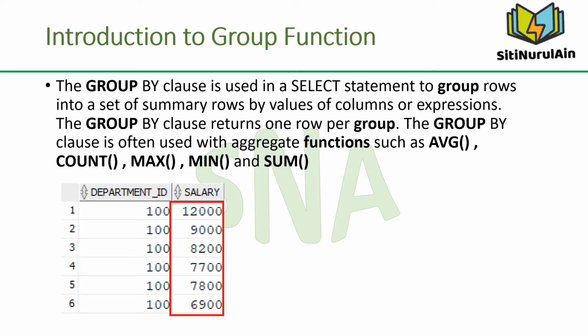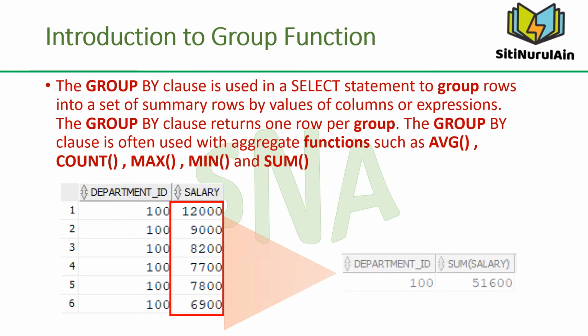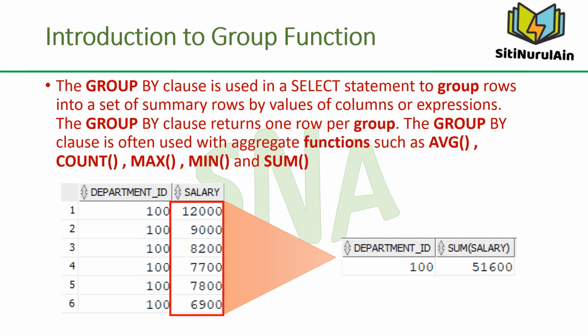The group by clause is used in a select statement to group rows into a set of summary rows by values of columns or expressions. The group by clause returns one row per group. The group by clause is often used with aggregate functions such as average, count, max, min, and sum.